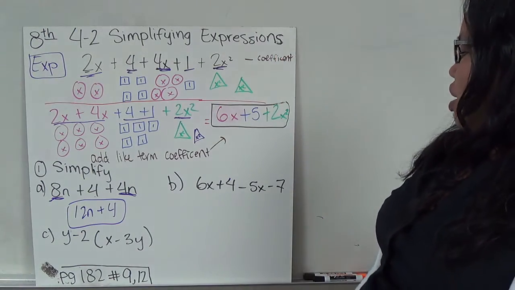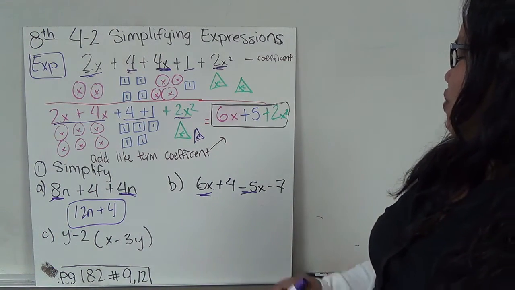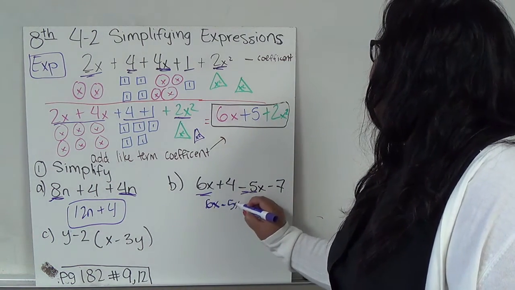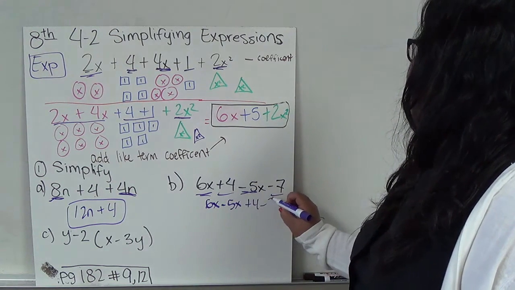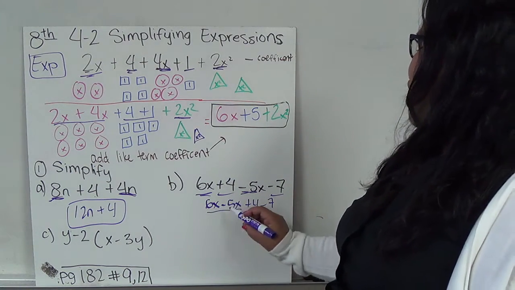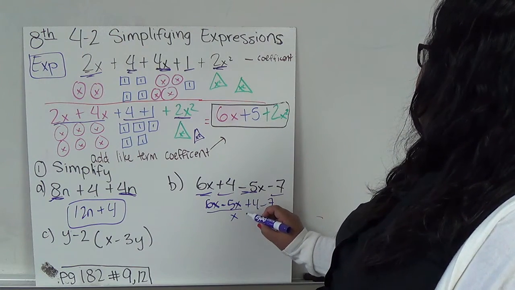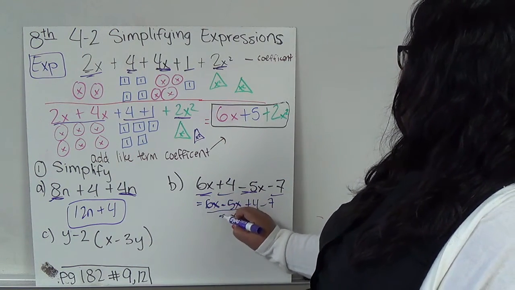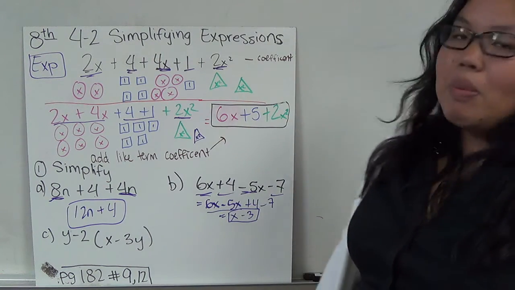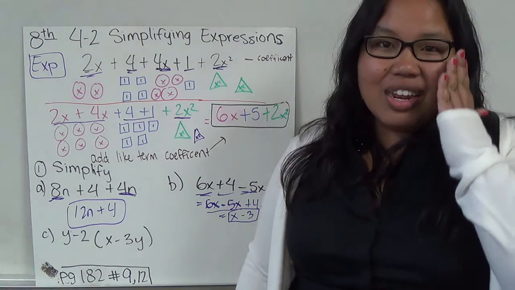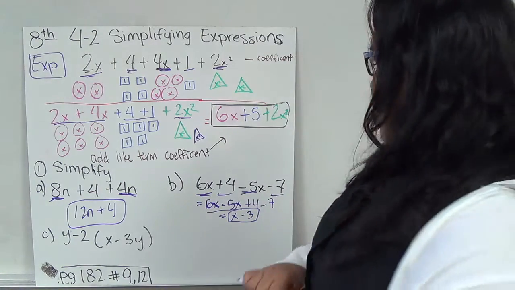The next one, I have 6x minus 5x, so 6 minus 5. I'm going to combine that, and then 4 and negative 7, plus 4 minus 7. So 6x minus 5x is just x, plus 4 minus 7, which is negative 3. So x minus 3 is my answer. Remember, I'm not looking for one number, I'm just simplifying it because I can't combine everything together. And I'm not solving because there's no equal sign.